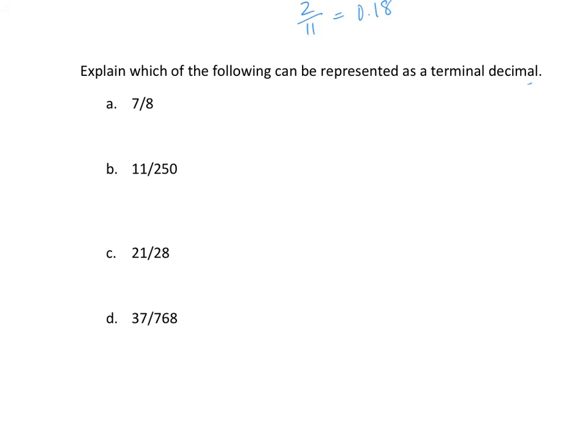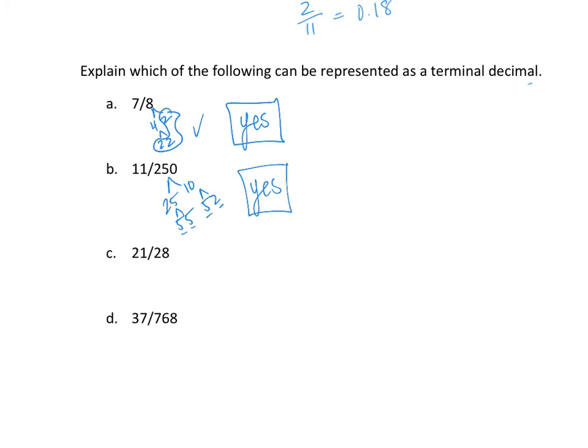So we have 7 over 8. So 8 is 4 and 2, and 2 and 2 and 2. So looking at our denominator, they're all powers of 2. So we are good. We can write that as a terminating decimal, because really it would just need 3 more 5s to match up. Now I look at 11 over 250. This is 25 and 10, 5 and 5, 5 and 2. And again, we're good because we have 3 5s, 1 2. Really, it would just need 2 more 2s in order to make a power of 10. So we're all good with that.